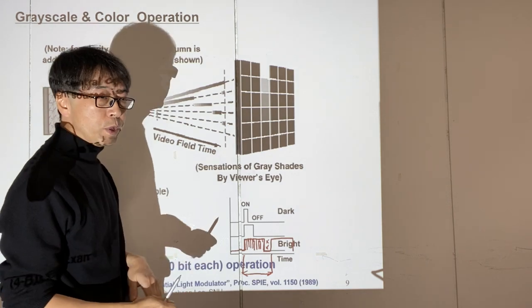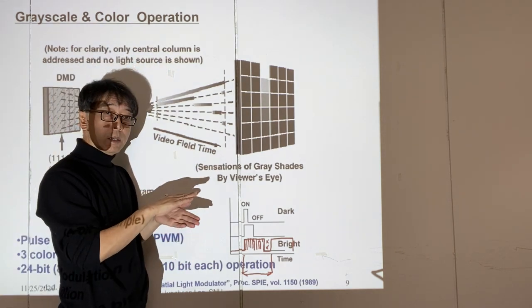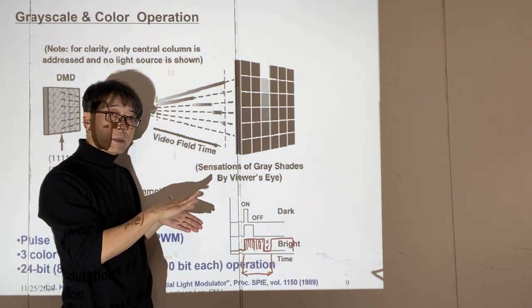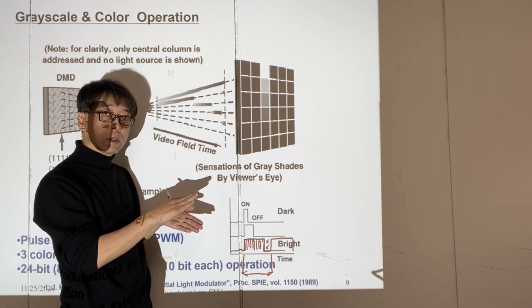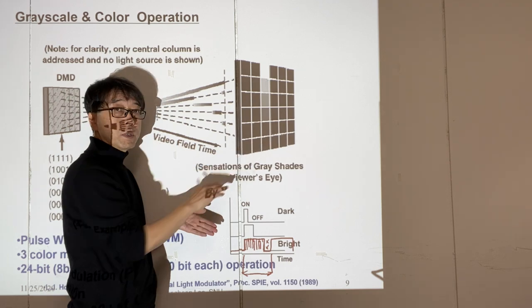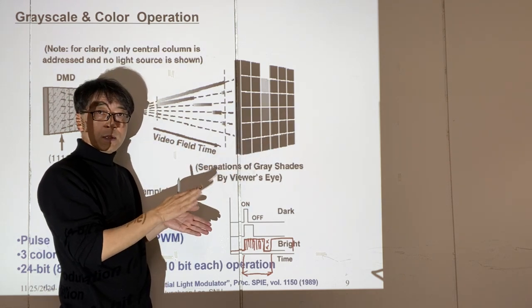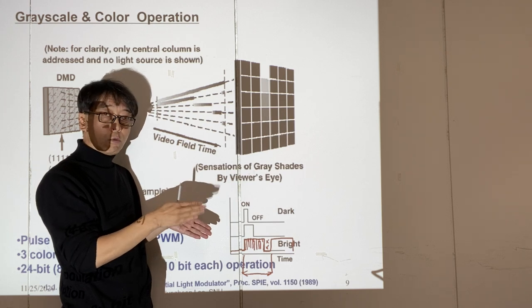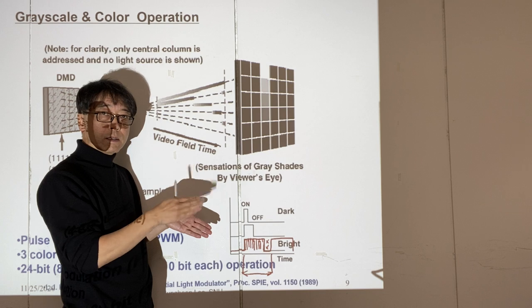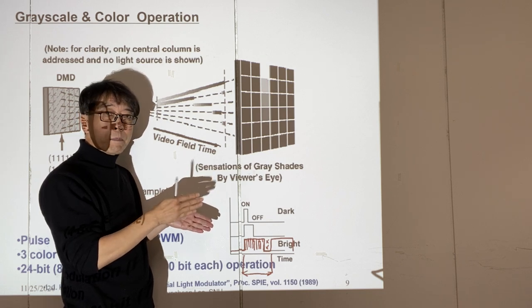Okay, so your mirror in this case will be turned on for a little bit and then come back, and the result will be dark because this whole thing is operating much faster than your eye can actually recognize, more than 30 frames per second, right? Why is that possible?